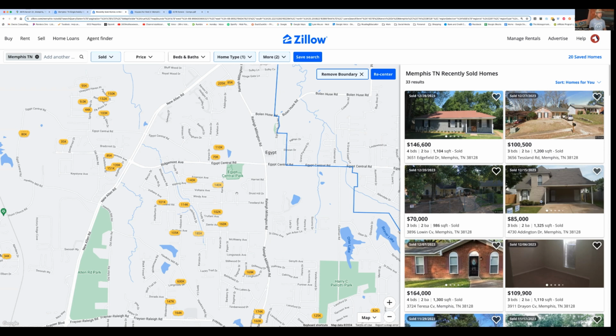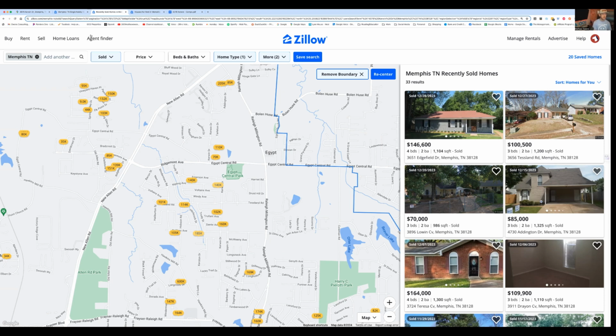Same thing, PropStream, title companies have reports on comps. There's Rentometer, there's other comps out there in a bunch of different ways and sources that you can go to get the information you need in order to comp out your property correctly.